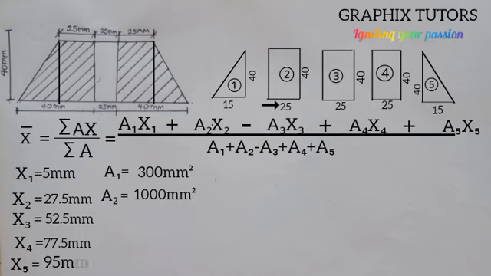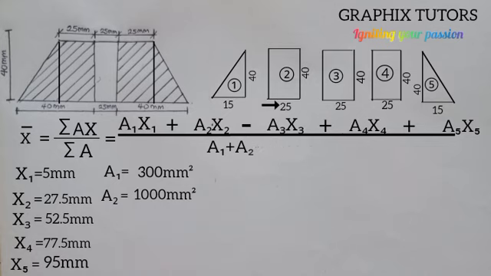And we'll be having 95 millimeter. Now the area of that figure 5, A5, will be half base times height, right? So it will be 1 over 2 multiplied by the base, which is 15, and the height, which is 40. So we'll be having 300 millimeters square, right? Is that taken? Now we'll apply our formula above.